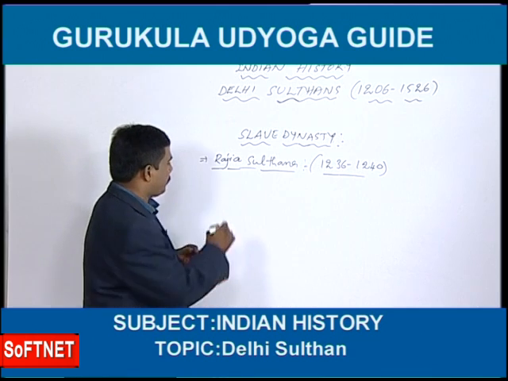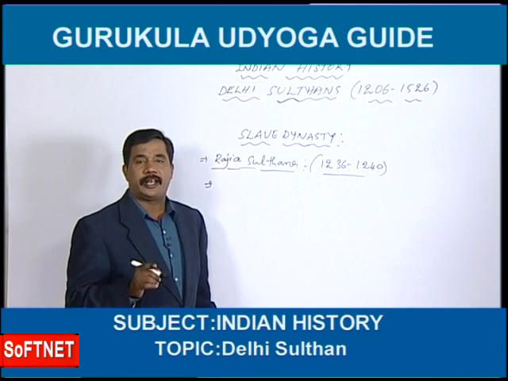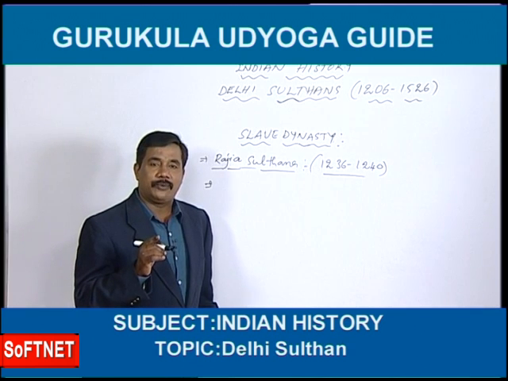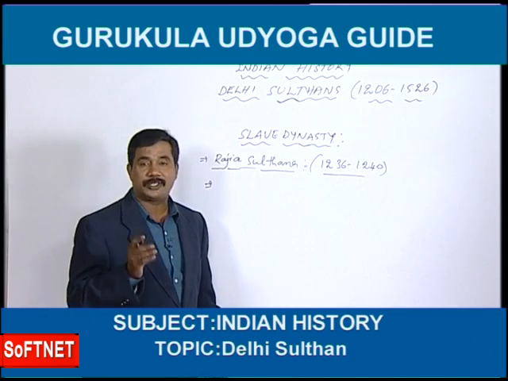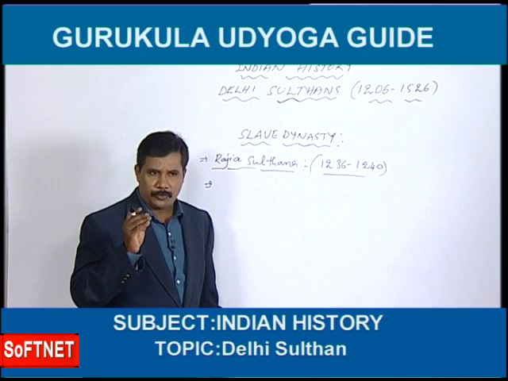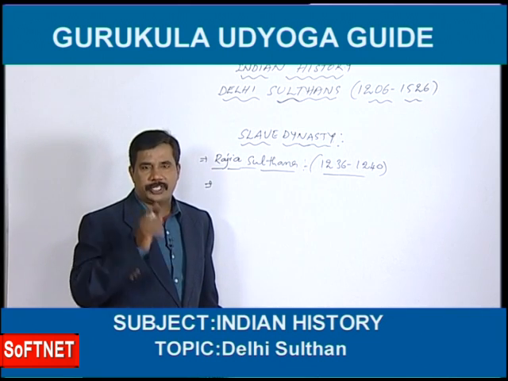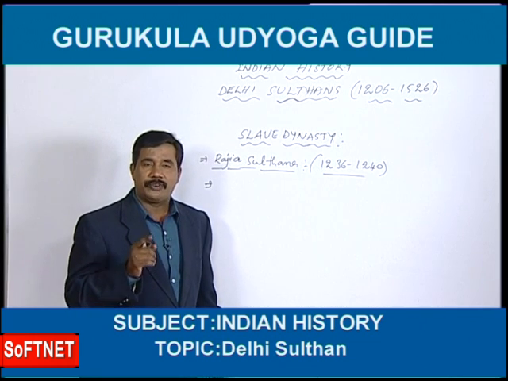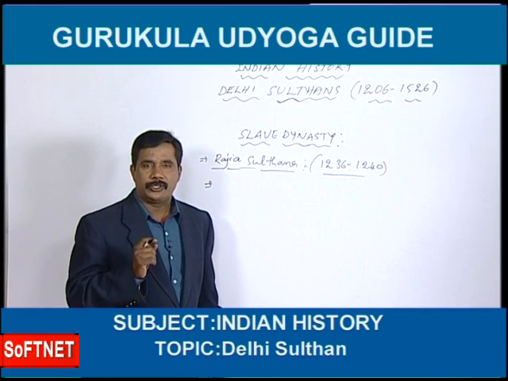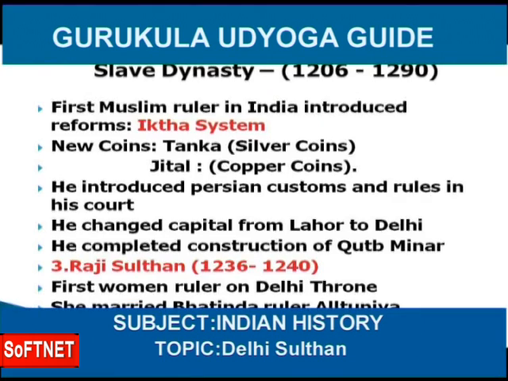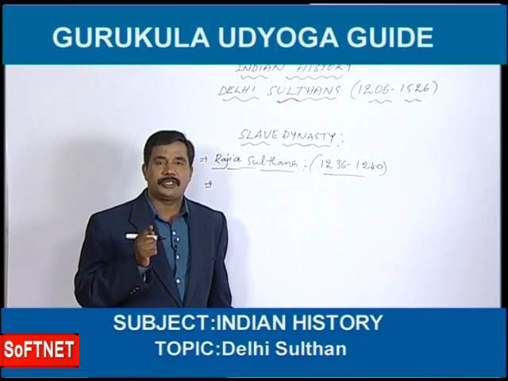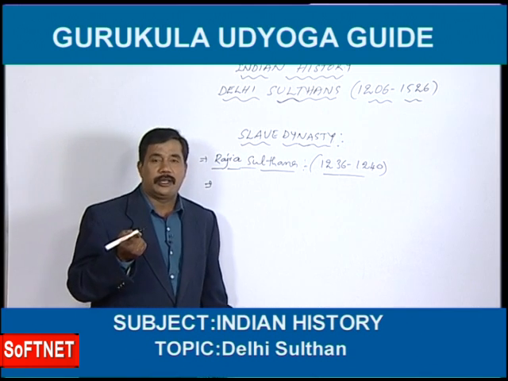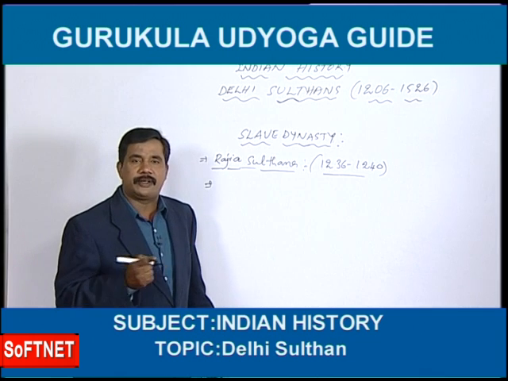So Razia Sultana is the first woman ruler in India. Do you know who the first woman ruler in India is? Many historians say that Razia Sultana was the first woman ruler in India. Actually, the first woman ruler was Prabhavati Gupta, Chandragupta's second daughter. But Razia Sultana ruled the longest period, and she was an independent ruler, while Prabhavati Gupta was not independent. That's why historians say that Razia Sultana is the first woman ruler in India.